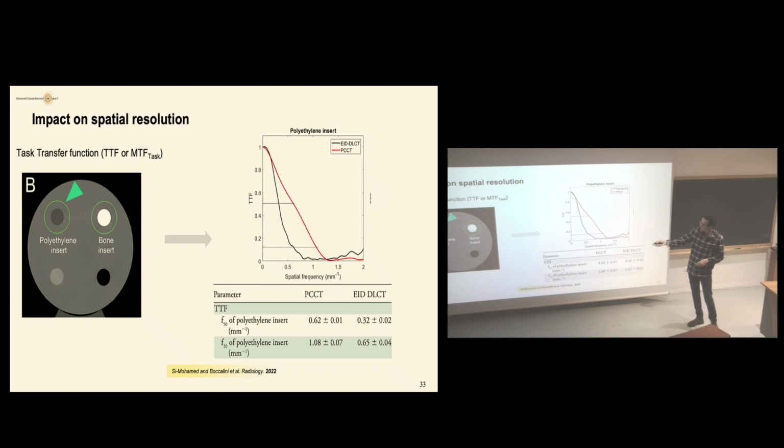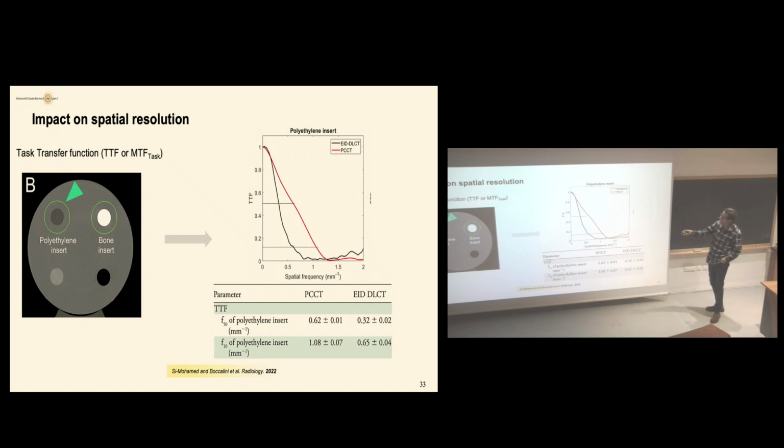So I will show you first the impact on spatial resolution for this insert. This insert is made of polyethylene. What is interesting here as a user is the difference in contrast between the polyethylene insert and the background. This contrast is simulating a low contrast task, such as a nodule in my lung. So you see that we are using a phantom to simulate contrast in the body and to evaluate the impact on spatial resolution.